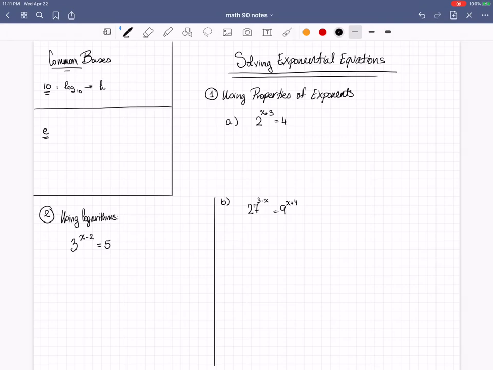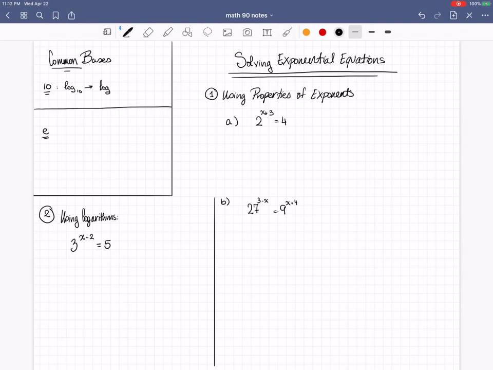In fact, it is so common that we don't even bother writing the 10. Log base 10 is just written as log. So anytime you just have log written with no underlying base, the understanding there is that you mean log base 10.